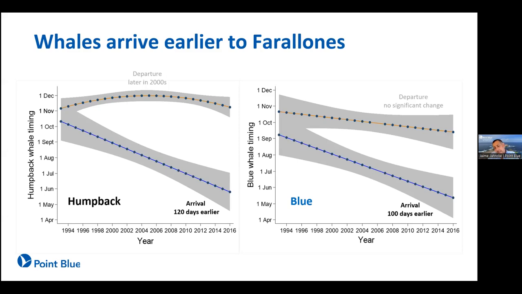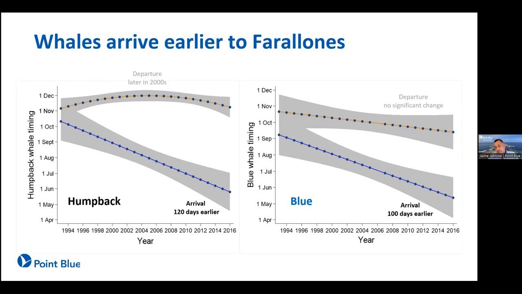The reason for the entanglements is that the animals' migration has been changing over time. This figure shows humpback whales on the left, blue whales on the right. At the bottom, you can see years from 1993 to 2016, and in the vertical axis, it's just dates. The only thing that I want you to focus on is the blue lines. On the left side of the panels, arrival of the whales used to be at the end of summer, early fall, and whales used to leave around November, December. Now, more recently, if you look at 2016, whales are arriving around April, May, June in the spring, and then leaving similarly at about November, December.